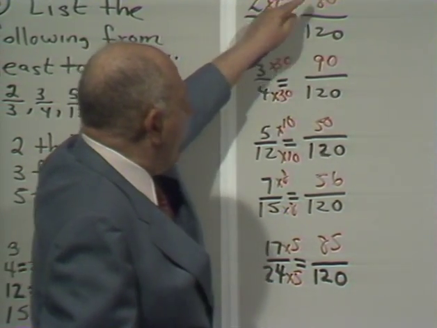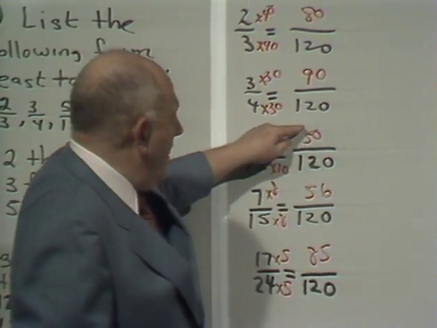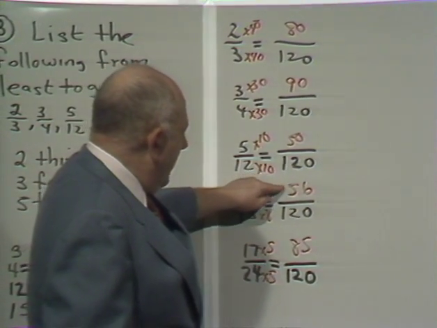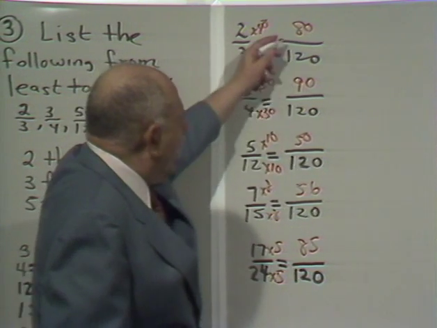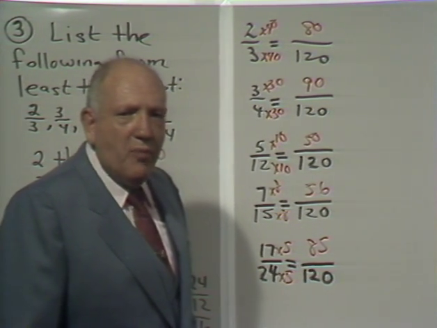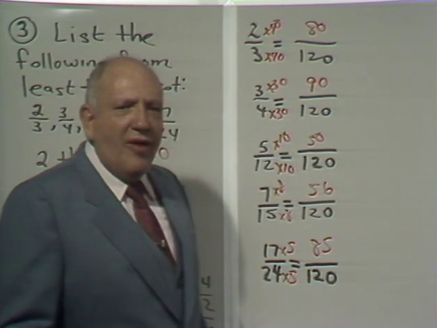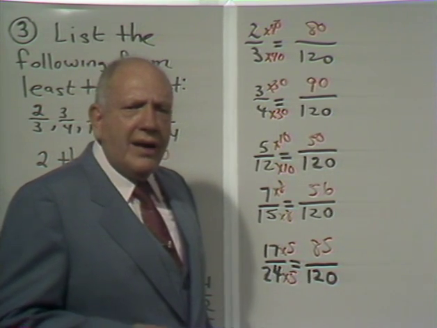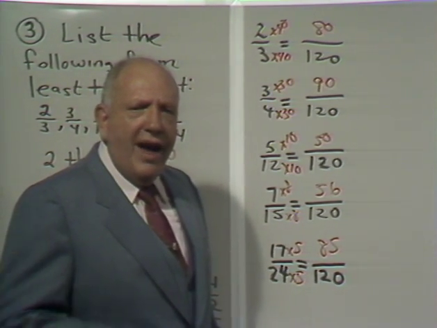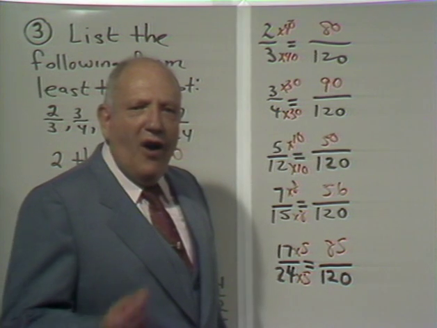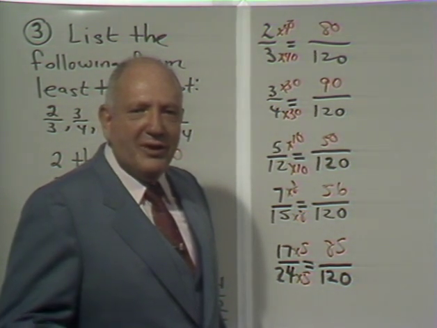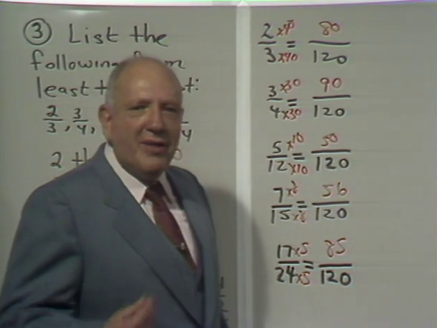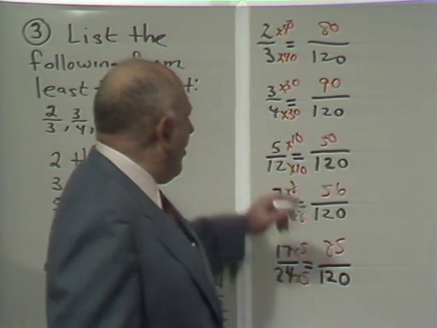I have 80 of something, 90 of the same thing, 50 of the same thing, 56 of the same thing, and 85 of the same thing. So now I can look at the numerators and list them from smallest to largest. In other words, the only time that I can be sure that 3 coins outranks 2 coins is if all the coins have the same denomination. You see, 3 nickels doesn't outrank 2 dimes, but 3 dimes outranks 2 dimes.